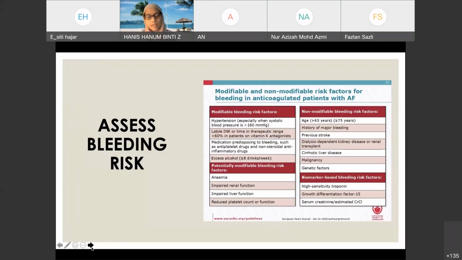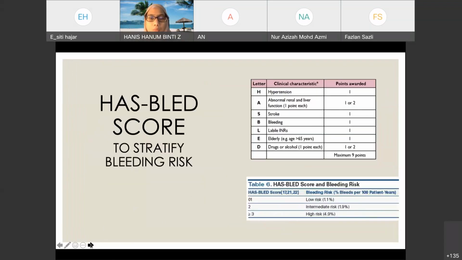Okay, now like I said, we have to monitor the risk of bleeding because anticoagulants ni are putting the patient at risk of bleeding. Okay, so the HAS-BLED score is a score to check the bleeding risk. So you calculate lah, macam tadi CHA2DS2-VASc score untuk check risk of stroke, whereas HAS-BLED score untuk check the risk of bleed. Now if the patient has 1, that means low risk of bleed, 2, intermediate risk, and 3 or more, high risk of bleeding.